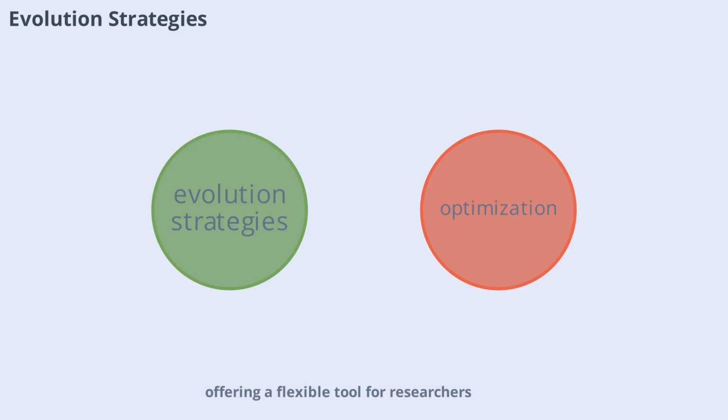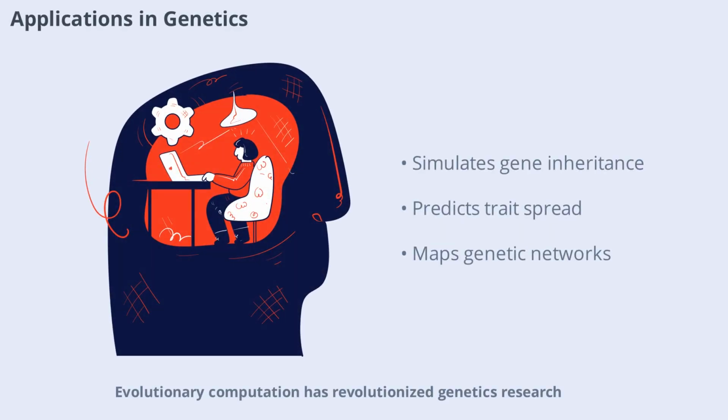Evolutionary computation has revolutionized genetics research. By simulating the inheritance of genes and the effects of mutation, researchers can predict how traits will spread through populations. These simulations help in understanding genetic diseases, breeding strategies, and the evolution of resistance in pests or pathogens. Evolutionary algorithms can also assist in mapping genetic networks and identifying key genes involved in complex traits.